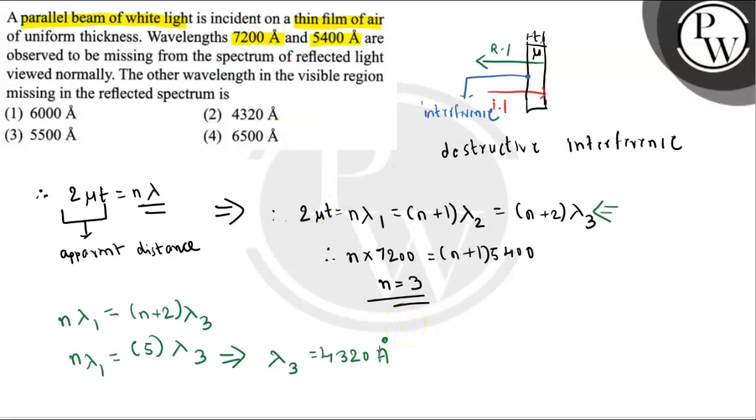So now if you look at the options, option number B, that is 4320 Armstrong, is our final answer. So I hope you all understood the concept.